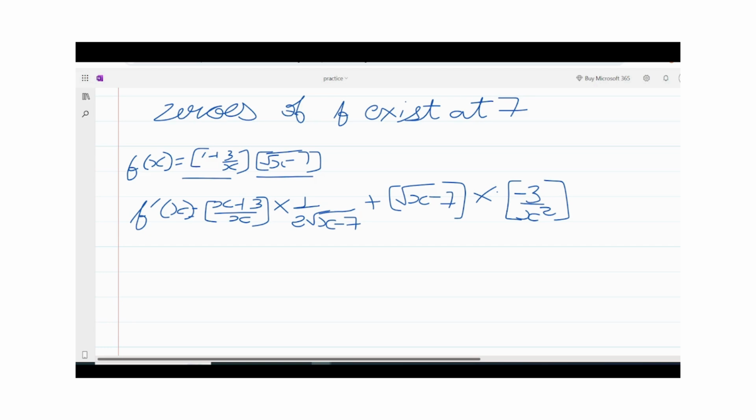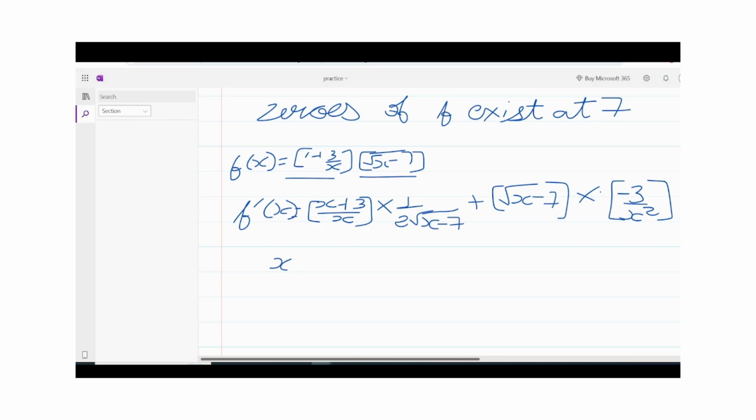Okay, now this to be equal to 0. Now we need to solve this further. x plus 3 into 2, this is for multiplication, I've put this dot here, x minus 7 plus, or you can also write minus 3 root x minus 7, whole divided by x square. Again, it's basic maths. Now we need to take the LCM.